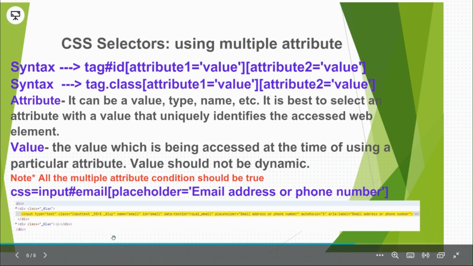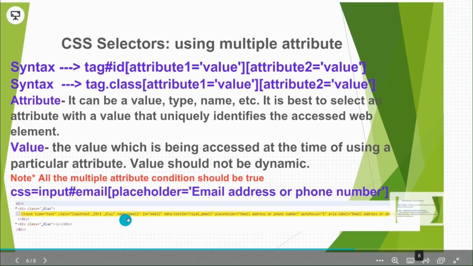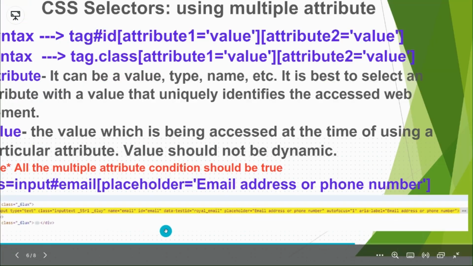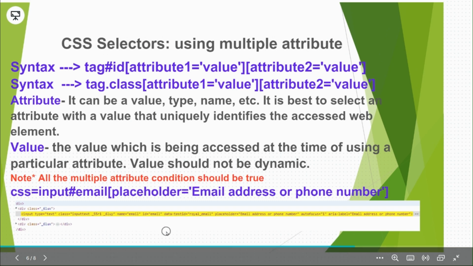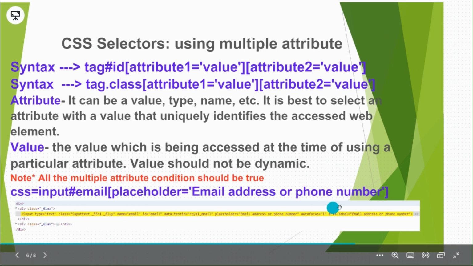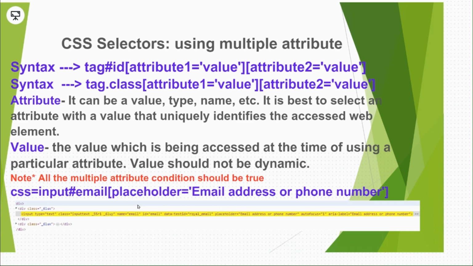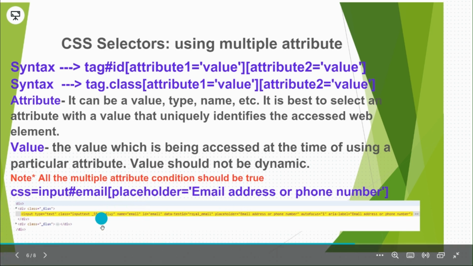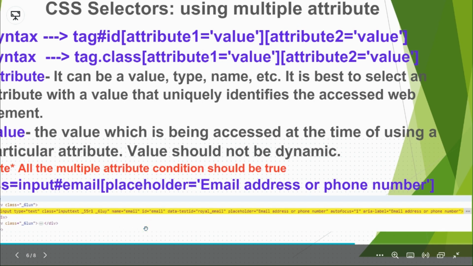I have added a screenshot of an element which has multiple attributes. With the help of this screenshot, we will try to form a syntax for tag and ID and multiple attributes. As you can see here, this particular element is an input type element and it has multiple attributes such as class, name, ID, data test ID, placeholder.